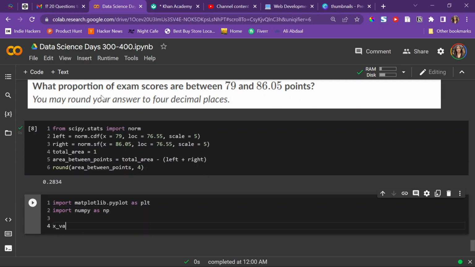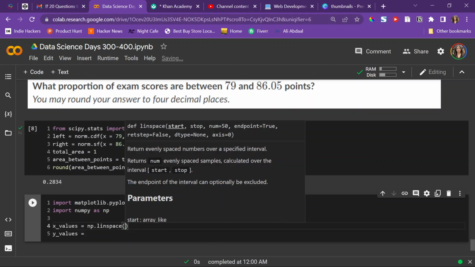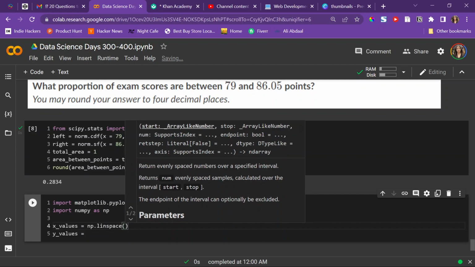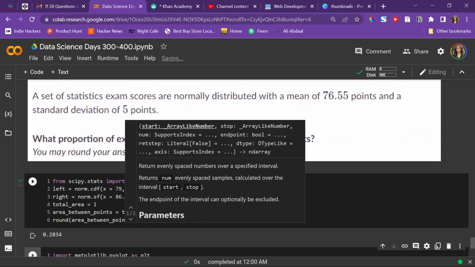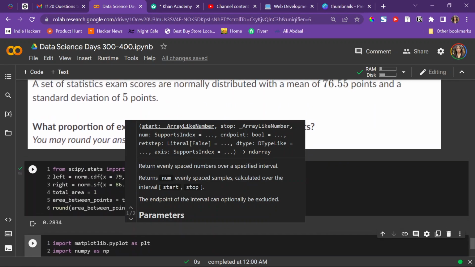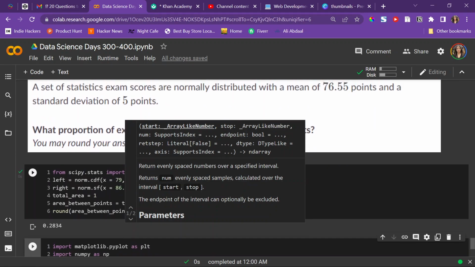So when plotting, I need my x values and my y values. And my x values are basically going to be generated by this linspace function. And this linspace function takes in 3 points. So it takes in your starting point, your endpoint, and then the number of points in between. So with respect to my standard deviation, I actually go like 3 times the standard deviation.